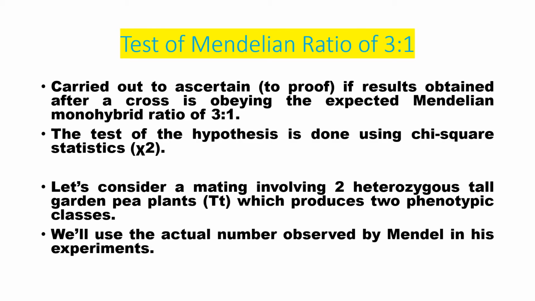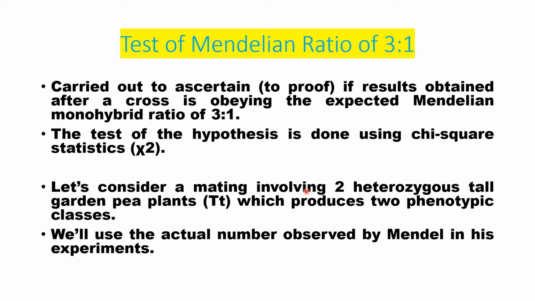Now we can test to see if Mendel's ratio of 3:1 is actually true. Recall that Mendel counted the number of plants based on the character that he studied, and we saw the ratios earlier. But we can actually test if such a ratio is true by carrying out a test of Mendelian ratio. Now, this test tests the hypothesis using what is referred to as chi-square statistics.